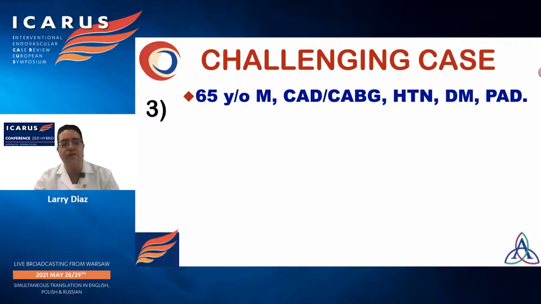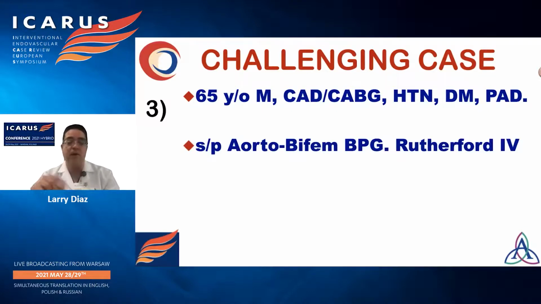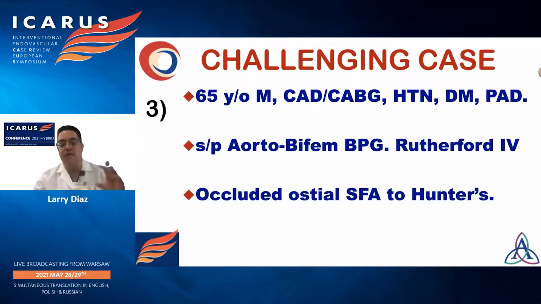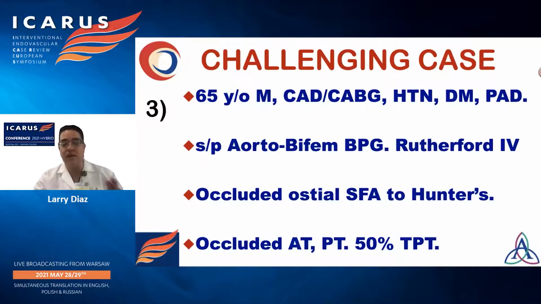Third case, more challenging. Patient with coronary disease, bypass, hypertension, diabetes, hyperlipidemia, and PAD. Already had an aortobifemoral bypass graft and presents with severe symptoms. The diagnostic angiogram showed an occluded ostial SFA until Hunter's canal with occlusion of the AT and the PT, and a significant lesion in the tibioperoneal trunk.